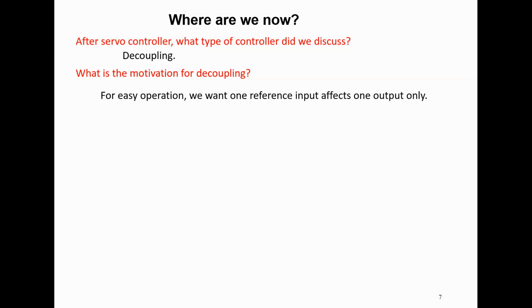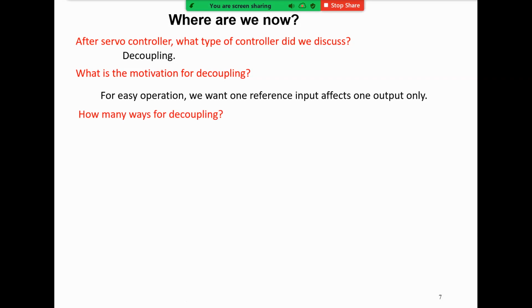Basically, there are two outputs. For one output, I only need to change one reference input to change that. The other output will stay the same. Decoupling can achieve that. If you don't use decoupling, it will be more complicated. If you change one input, both outputs will be affected without decoupling.